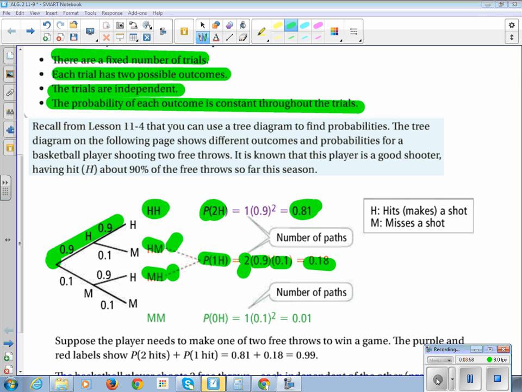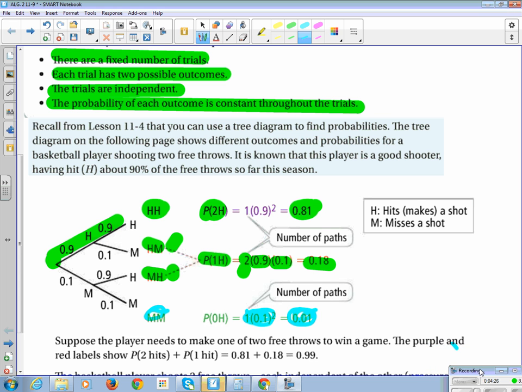And then lastly, what is the probability that she's going to miss it and miss it? So you take that 0.1, it's only one branch, and you square it, and she's got a 0.01 or 1% chance.